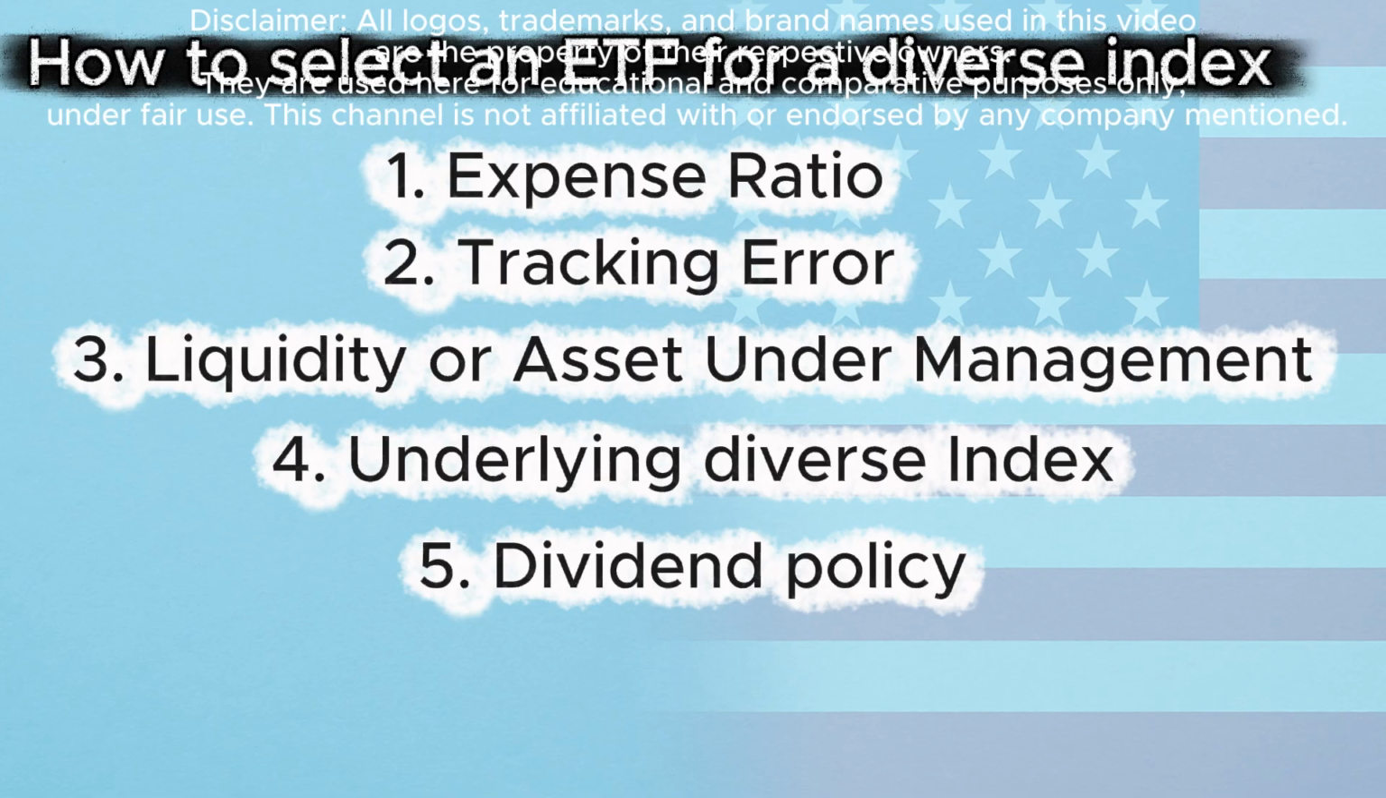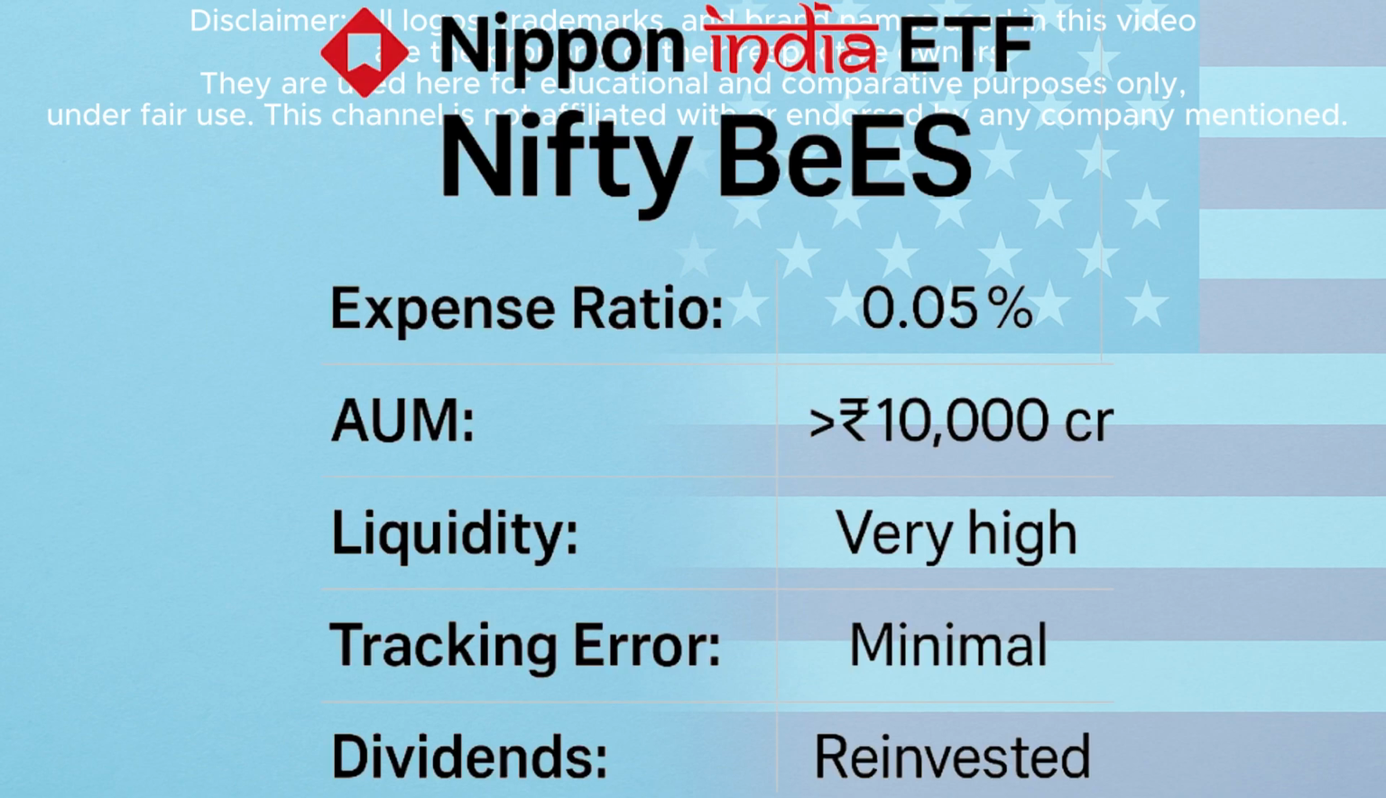Now let us look at it from an Indian prism, to find out which could be the right candidate for a good index ETF based on the 5 criteria that we just discussed. NiftyBees stands out, which is currently run by Nippon India. The expense ratio is approximately 0.05%, and at this point in time it is the lowest among Indian ETFs. The assets under management are greater than 10,000 crores, one of the largest. The liquidity is very high, and it tracks the Nifty 50 with minimal error. The dividends are reinvested back into the fund and not paid out separately.